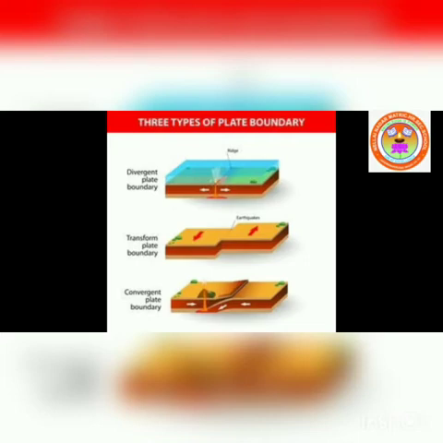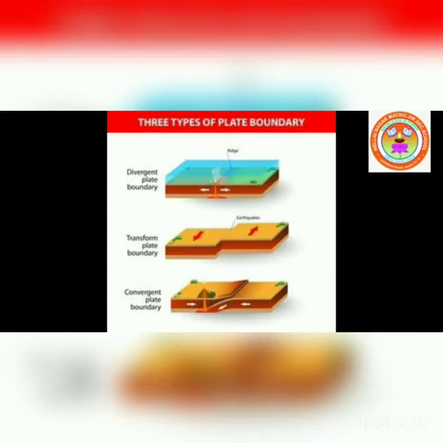Another one, conservative or transform. The second one, transform boundary. Here the plates slide horizontally past each other. So that is the transform plate boundary. Clear, children? So three types: divergent, convergent, transform.